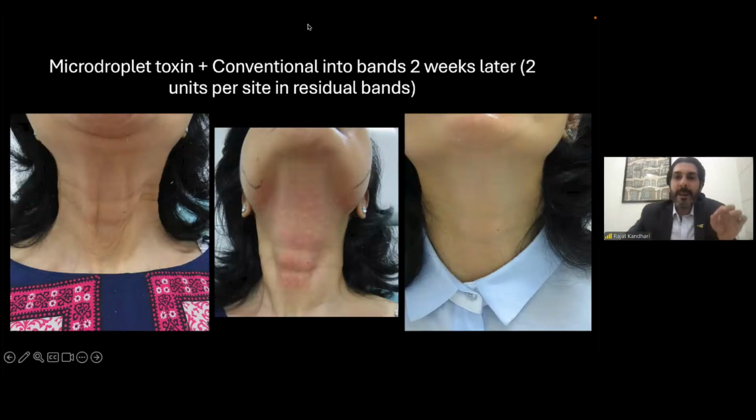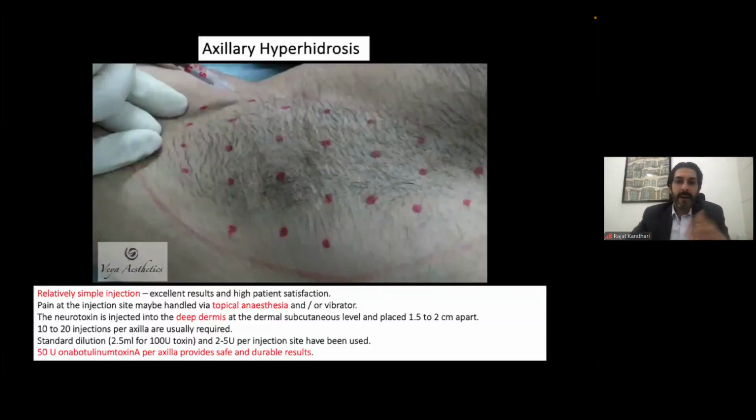If you've got crepey skin along with bands, you can do both. If you've just got crepey skin, I would maybe do microtoxin with something like Profilo. And if you've just got bands with elastic skin, just go for the bands. Of course, you can use energy-based devices as well.